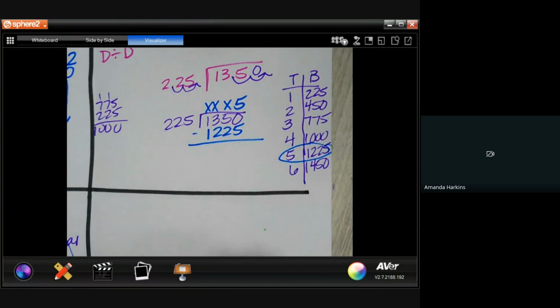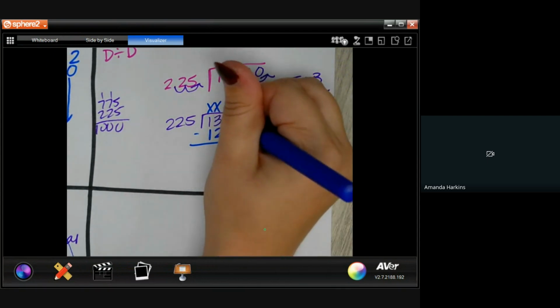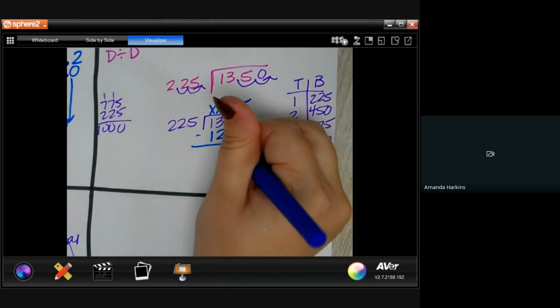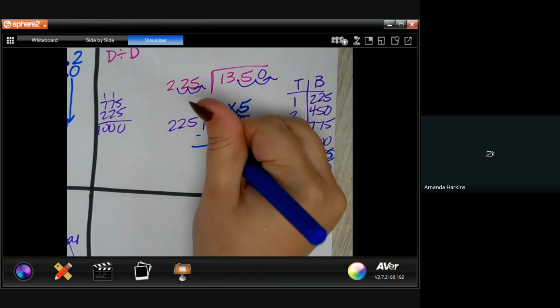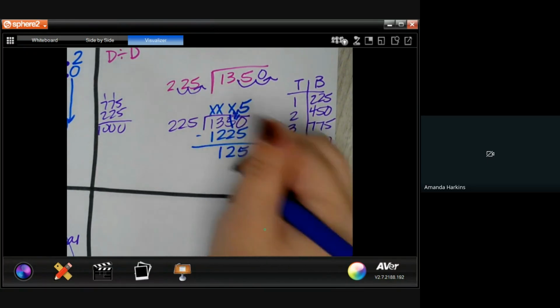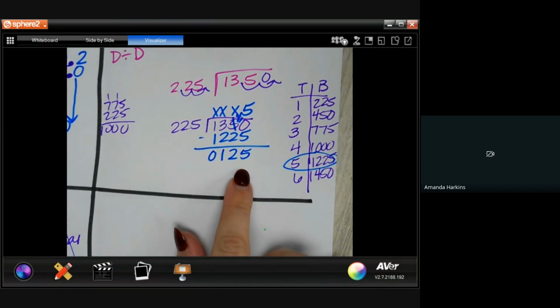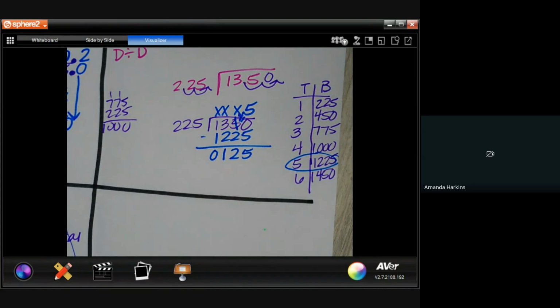I can subtract. This makes 10. This makes 4. So 10 minus 5 gives me 5. 4 minus 2 gives me 2. 3 minus 2 gives me 1. And then 1 minus 1 gives me 0. Okay. This is what I have left over.